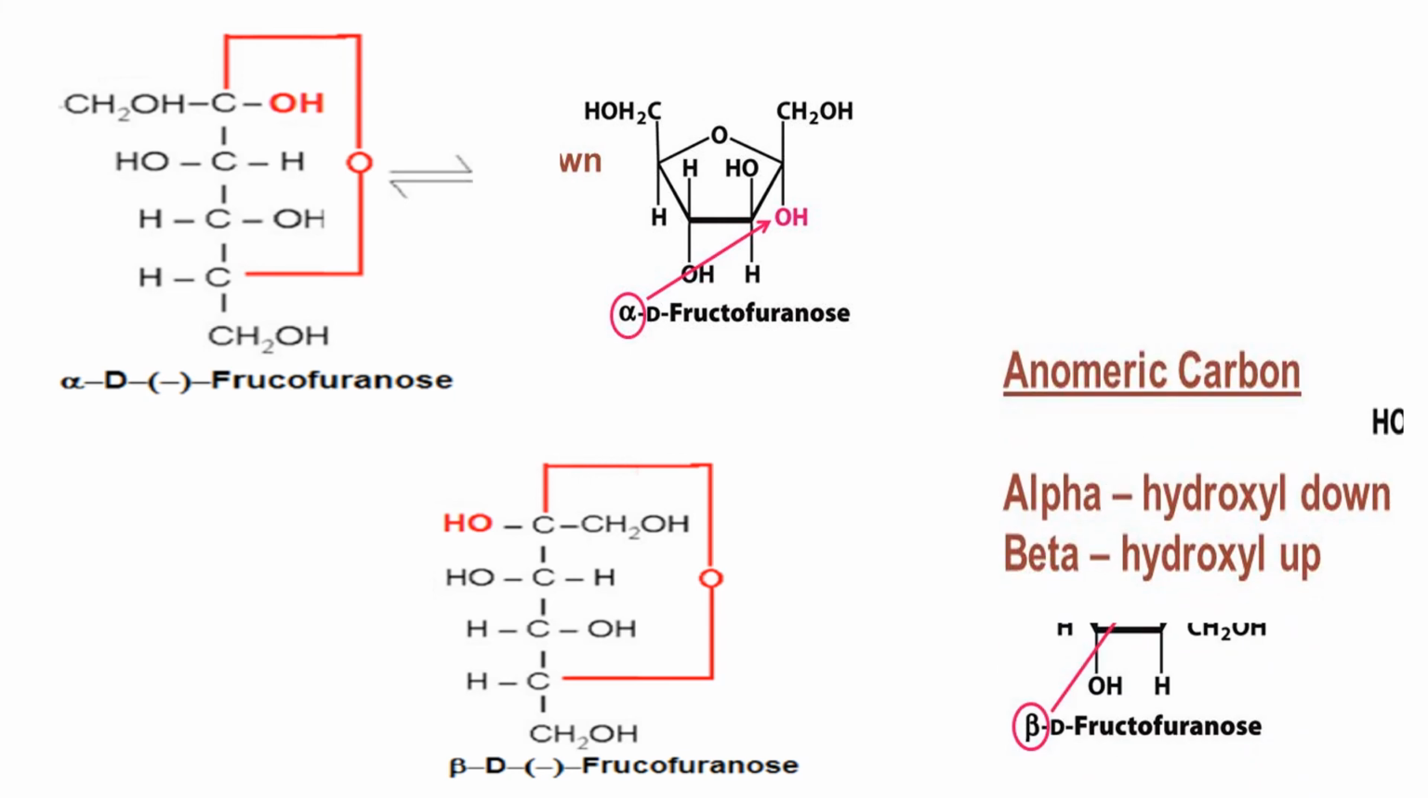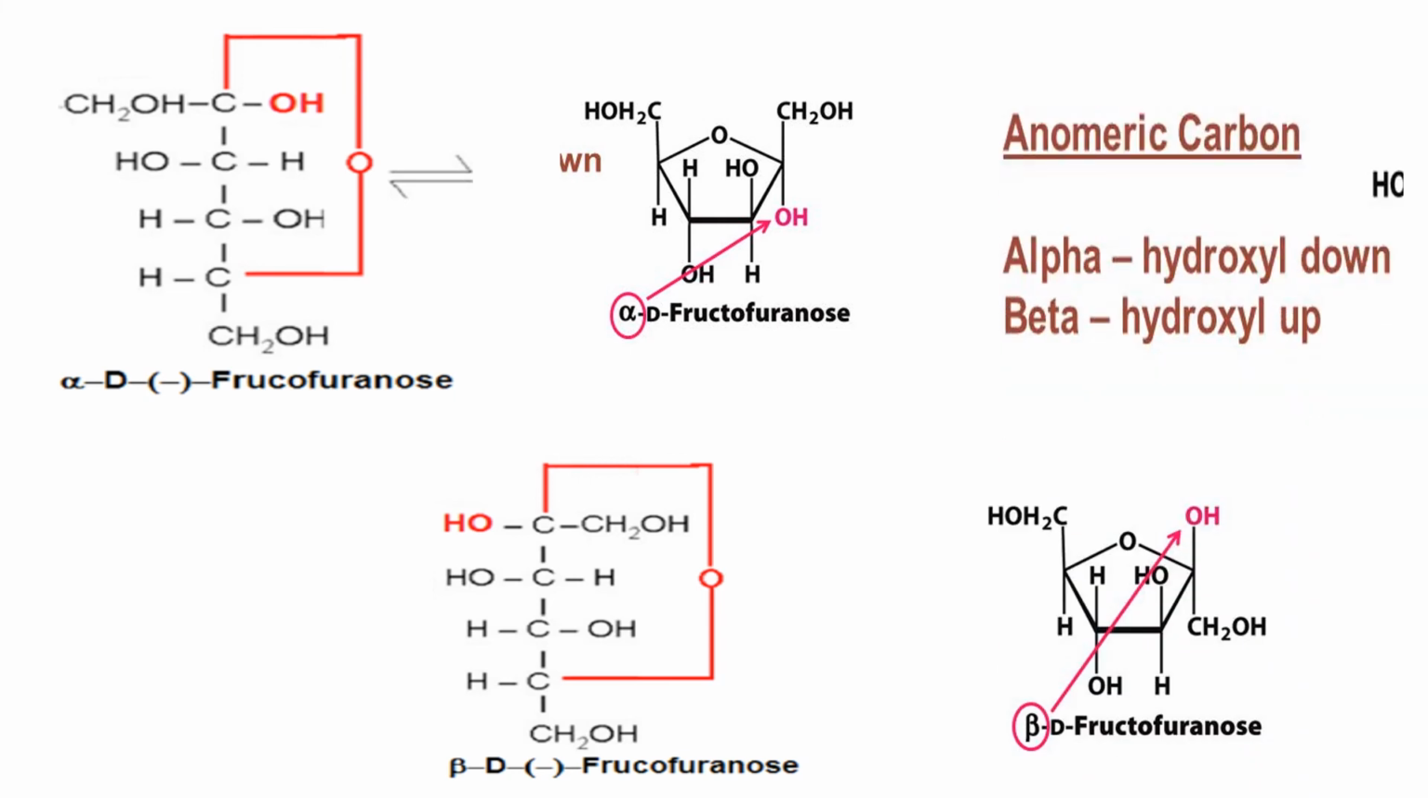See here. This is alpha D fructofuranose. All the groups are attached down. This is the oxygen connection. First carbon atom, second carbon atom, third, fourth, fifth. So the fifth carbon atom and second carbon atom have an oxygen connection. Here also first carbon atom, second carbon atom, third, fourth, fifth, so the fifth and second carbon atoms are connected.